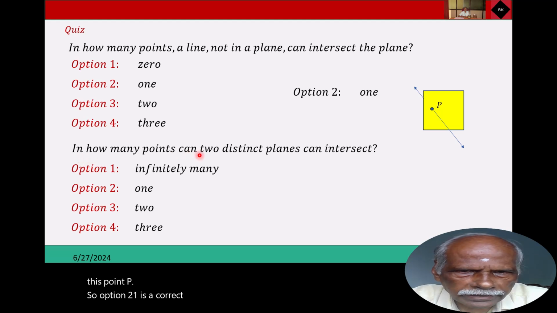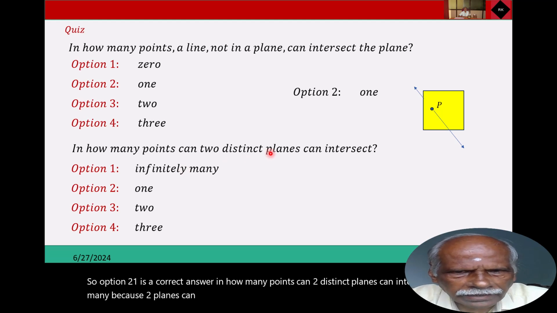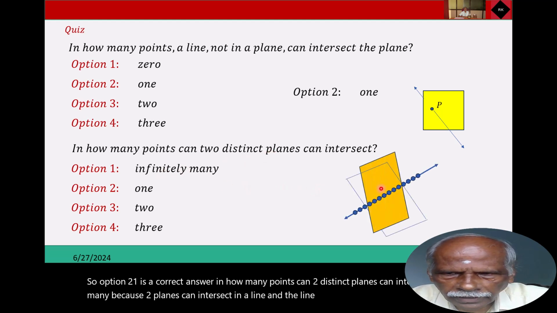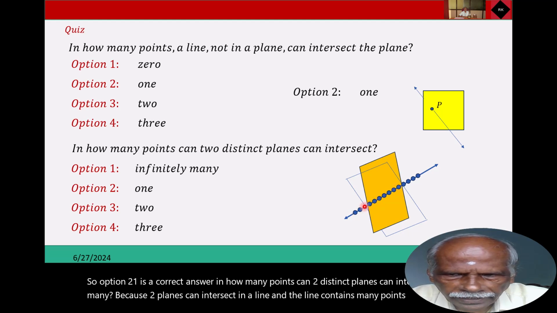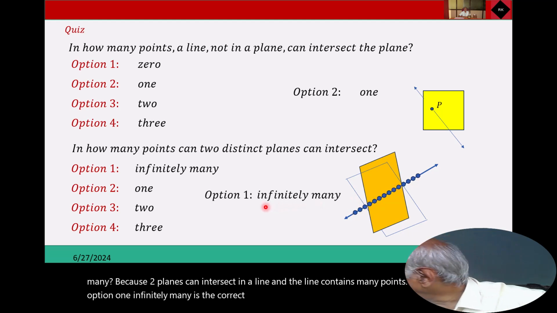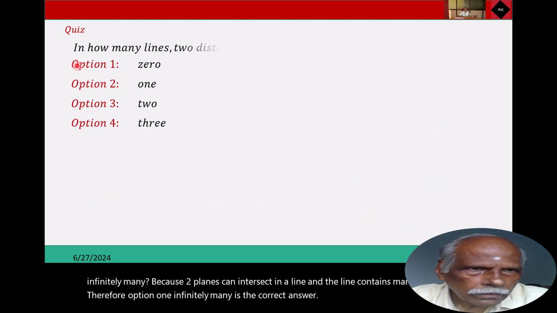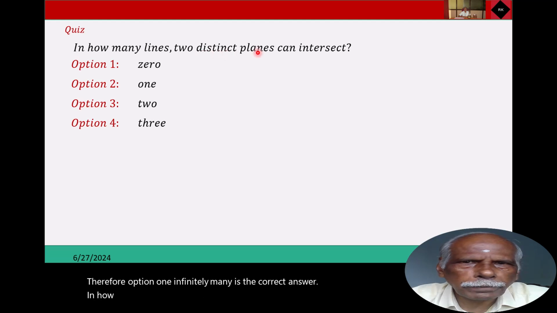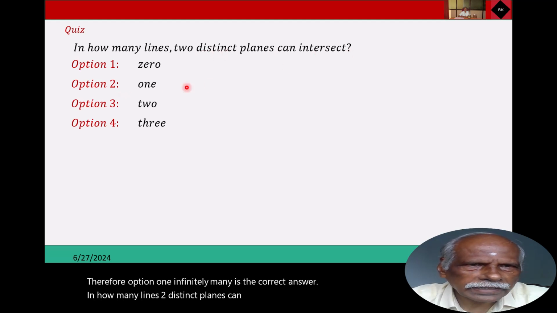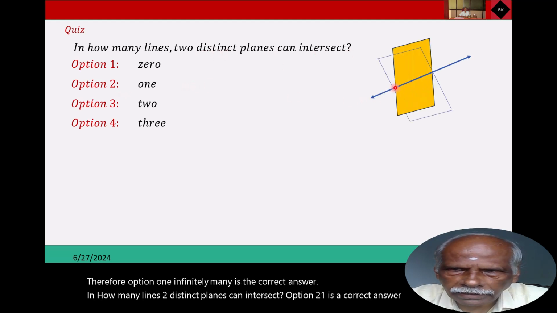In how many points can 2 distinct planes intersect? Infinitely many, because 2 planes can intersect in a line and the line contains many points. Therefore option 1, infinitely many, is the correct answer. In how many lines can 2 distinct planes intersect? Option 2, 1 is the correct answer. 2 planes can intersect at one line.